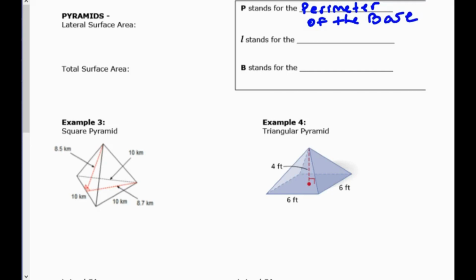Okay. Now this is that cursive L, right? What does that stand for? Same thing as the front. Slant height. On the diagonal, on the slant. And remember, the one that gets most missed: big B, capital B. What does it stand for? Area of the base, right? You can call it base area if you want, but we like to put area of the base, and we're writing this down, right?